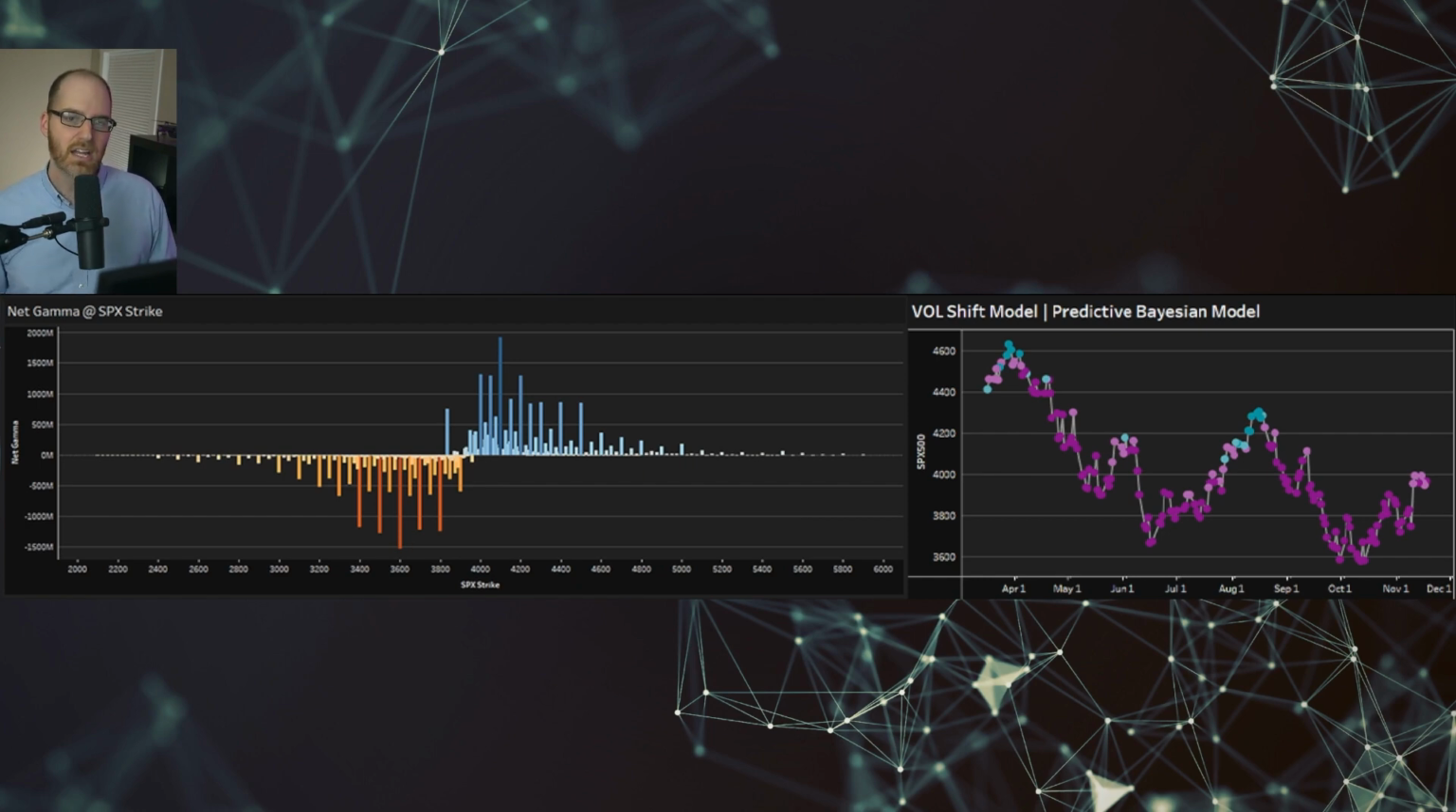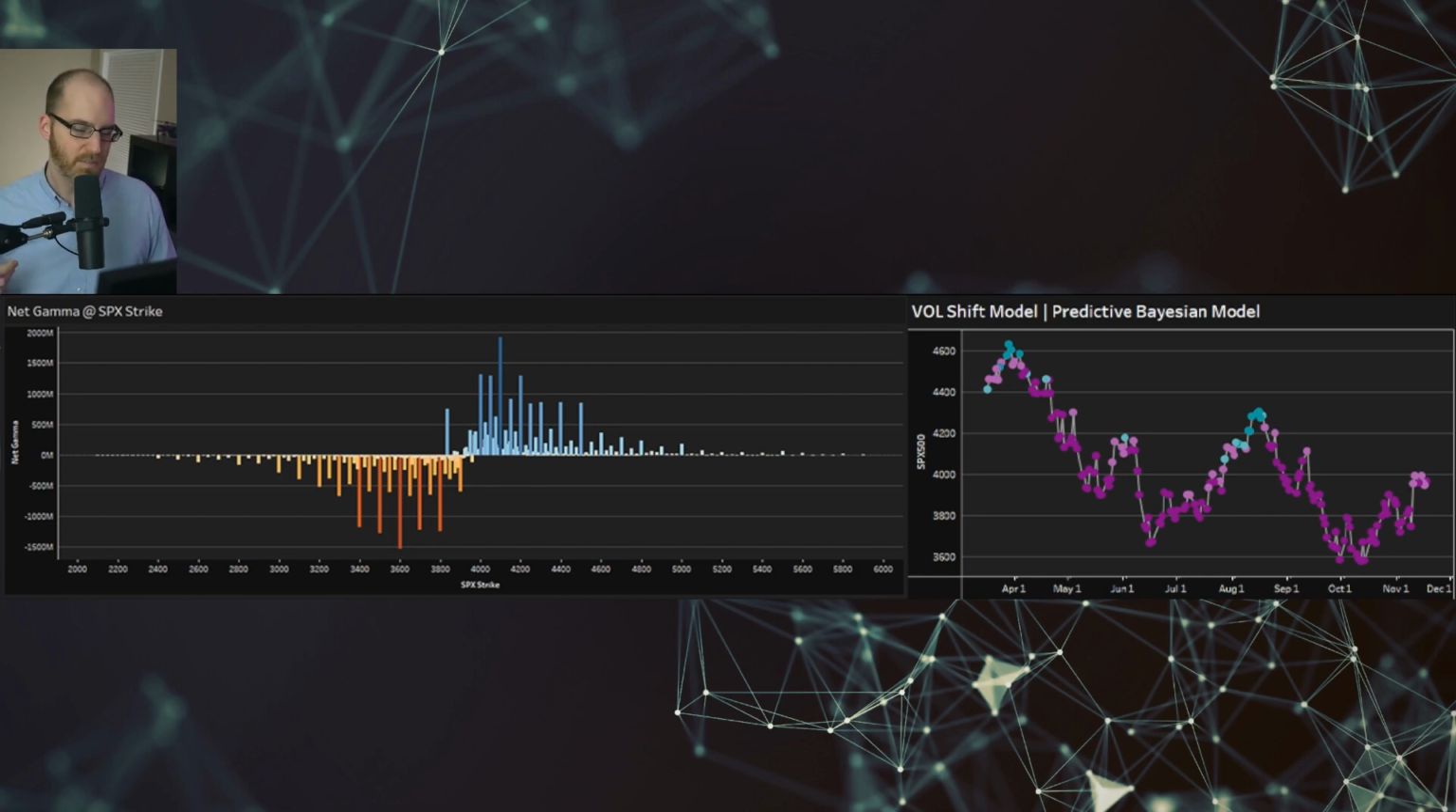So this is going back to the 18th. This is a Friday, the 18th, and you can see where price was at and how the market's going to go. That's the vol shift model. The vol shift model, just a quick explanation, is not a directional model. It is a model that is anticipating essentially the overall price variance of tomorrow's move.